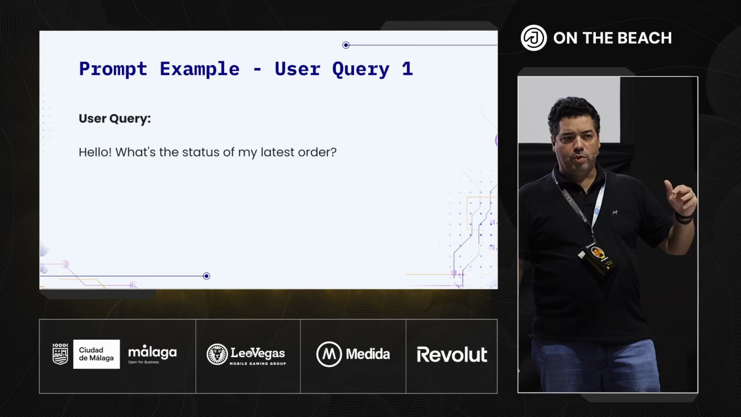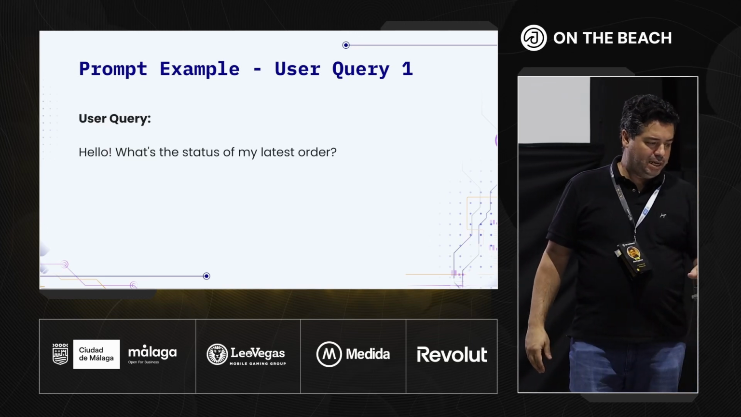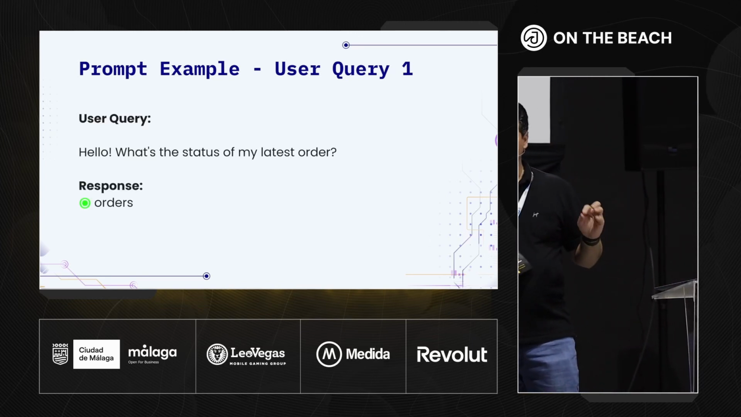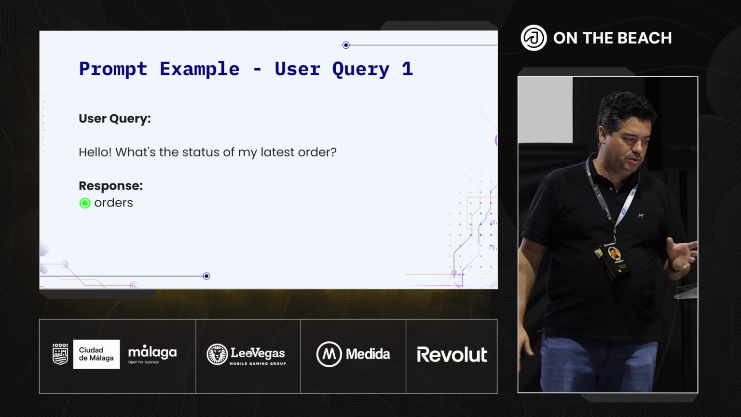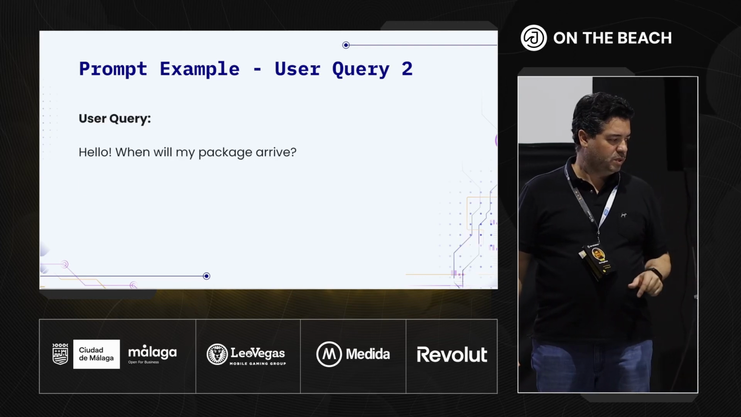I will use the same queries that I used before. So what's the status of my latest order? And the response was orders. So it got it correct. So that was a simple one. There is "order" in the query, so maybe it just gets it out of that.